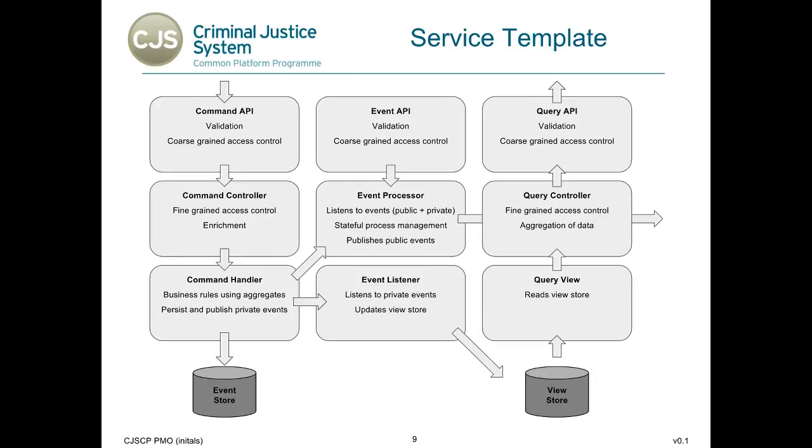firstly the fact that we have three tiers or layers within the service template. We have the API layer at the top, we have the controller layer in the middle, and we have the model layer at the bottom, and a couple of persistent stores underneath that. Then we have three pillars as well. So we have the command pillar on the left-hand side, the event pillar in the middle, and the query pillar on the right-hand side.